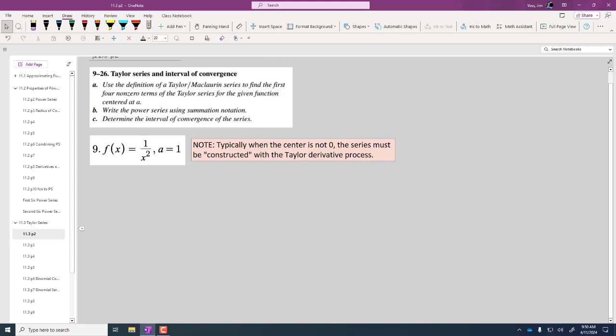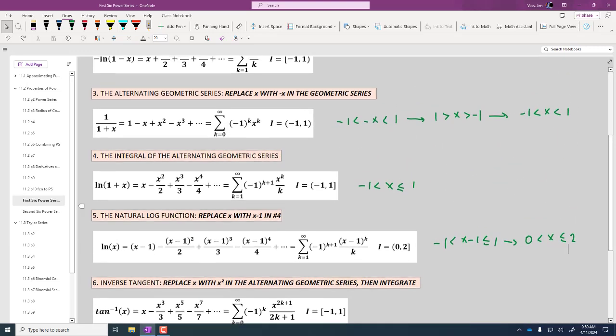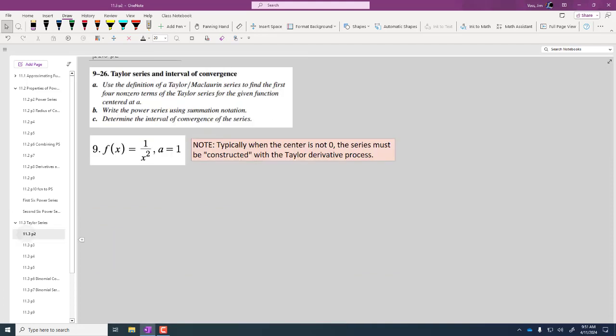Okay, so when we are asked to build a power series for a function, there are two ways. One is to use the Taylor construction process where you take the derivatives. The other is to use a known power series, which we've just done a bunch of, and manipulate it. Take a derivative, take an integral, do a substitution, whatever. So using a known power series to create a new one, or to construct. Typically, if the center is not 0, you've got to go through the Taylor construction process.